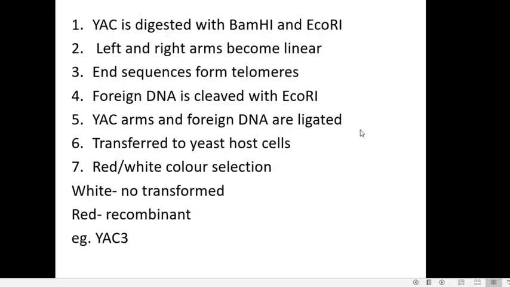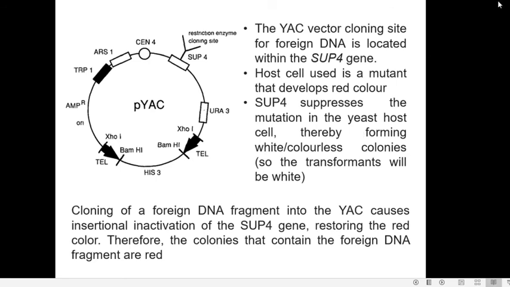So for that we go to the red-white selection, the color selection. Here we will have another look at YAC, where we go to a gene which is called the suppressor 4 gene, or the SUP4 gene. It is in this region that you are ligating foreign DNA. The foreign DNA is being ligated in the SUP4 region.